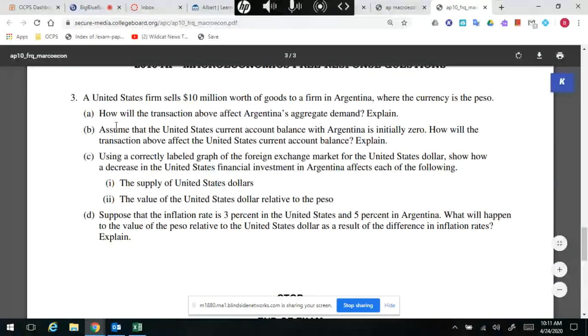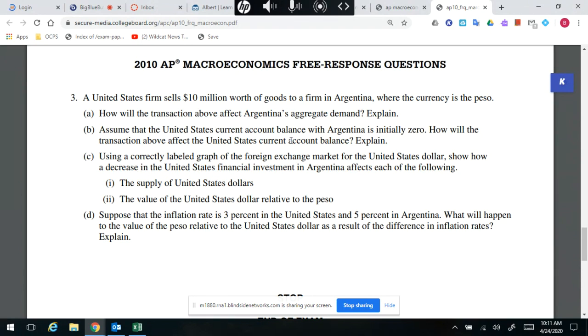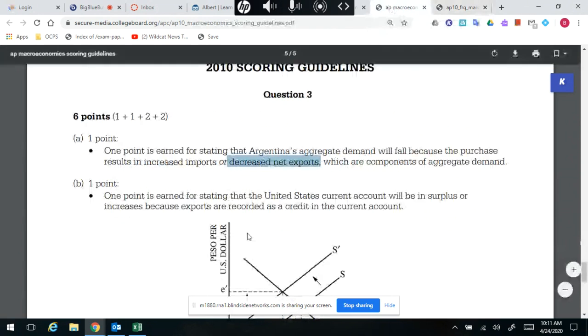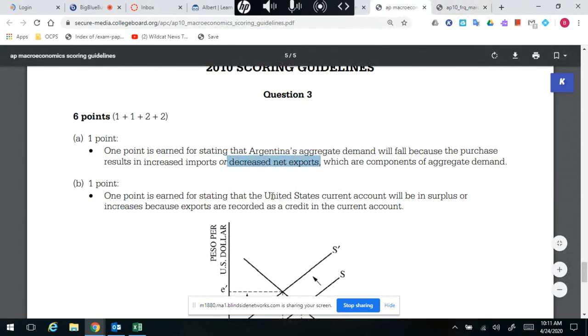B, assume that the United States current account balance with Argentina is initially 0. How will the transaction above affect the United States current account balance? All right, so we just stated that the United States is exporting more. That's a good thing. Exports are positive. That's an injection. So we're going to see that the current account balance is going to move into a surplus. It's going to be more positive because we are selling those goods and services. The United States current account balance will be in surplus or increase because exports are those positive things.